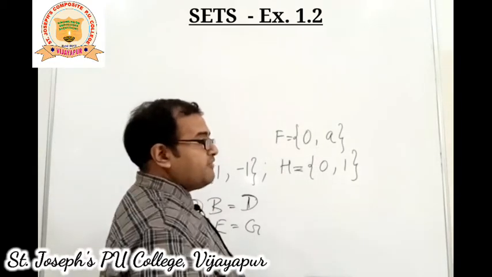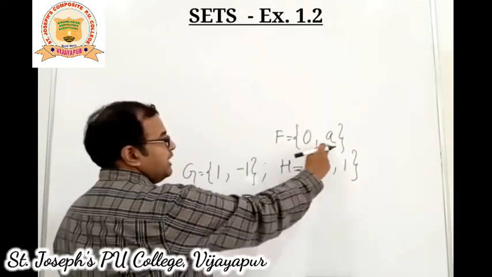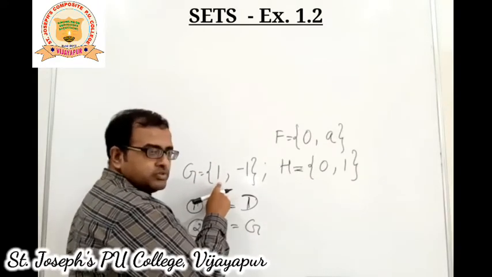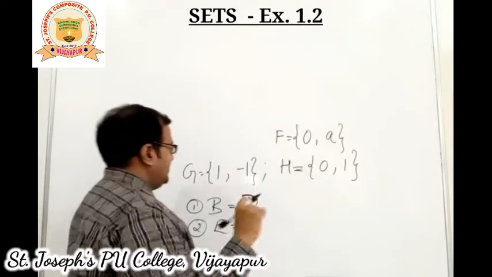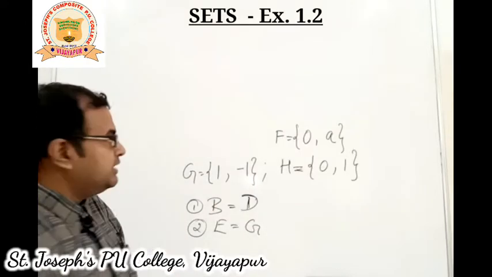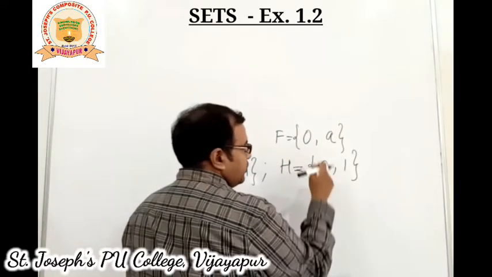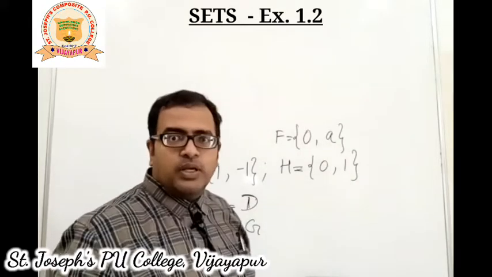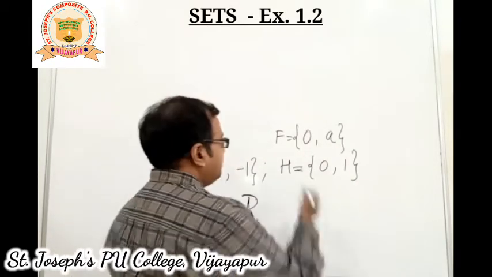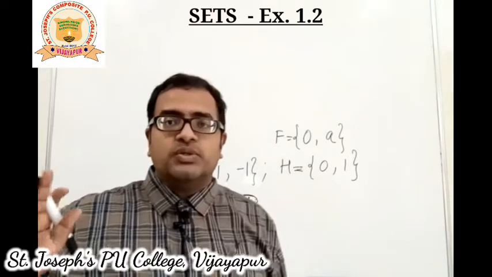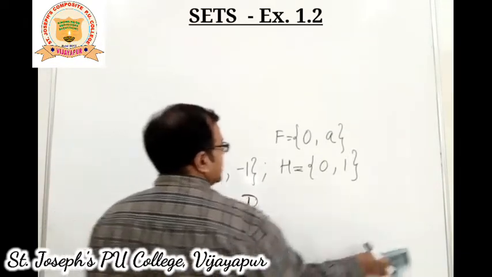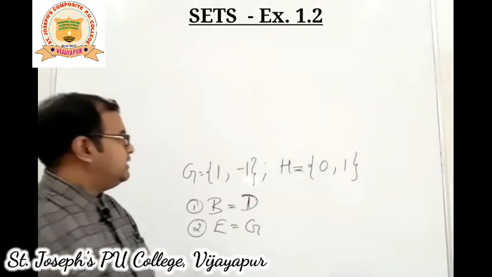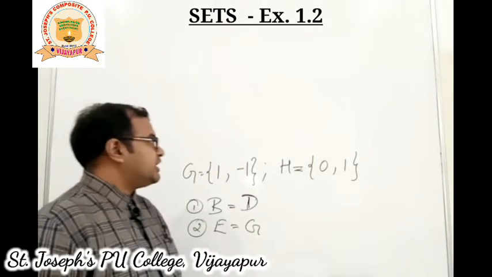Now, coming to F. F is 0 and A. G doesn't contain 0. So, F and G are not equal. What about F and H? 0 of course is one element, yes, but A does not appear in the second one. Because A is not there, we can say F is not equal to H. So, there goes F. Ciao. Okay, then gone. Last comes the comparison between G and H.